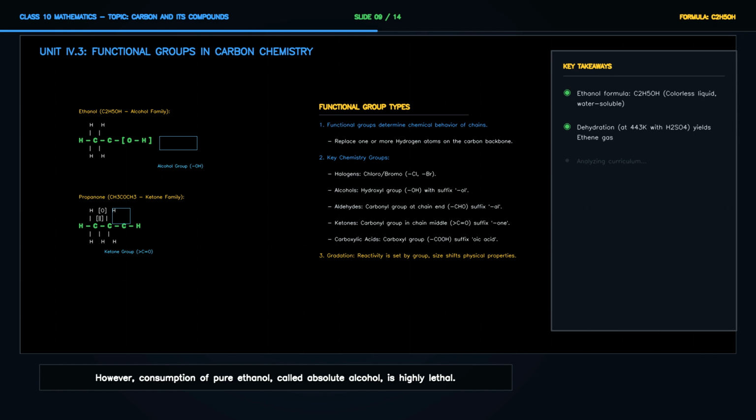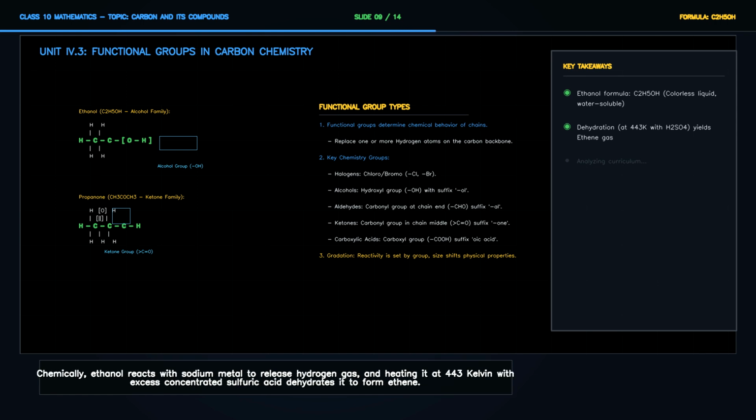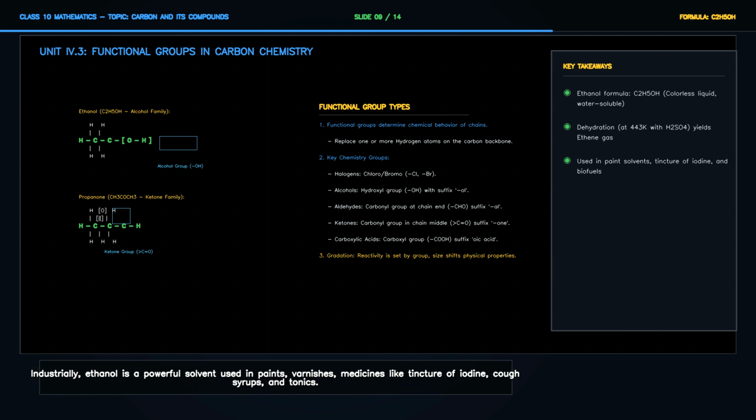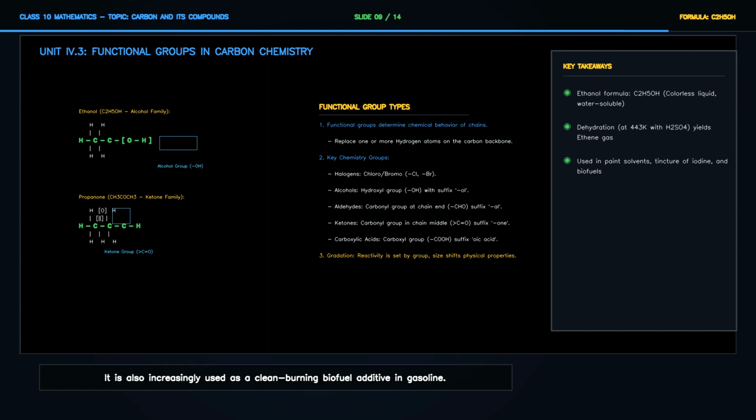Chemically, ethanol reacts with sodium metal to release hydrogen gas, and heating it at 443 Kelvin with excess concentrated sulfuric acid dehydrates it to form ethene. Industrially, ethanol is a powerful solvent used in paints, varnishes, medicines like tincture of iodine, cough syrups, and tonics. It is also increasingly used as a clean-burning biofuel additive in gasoline.